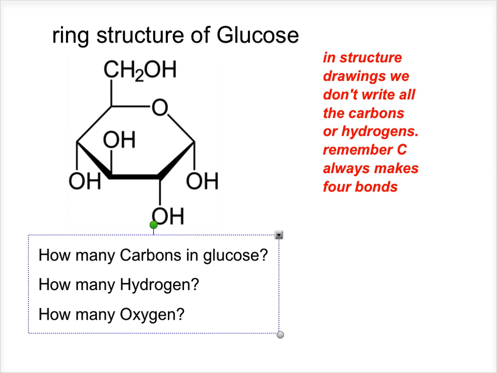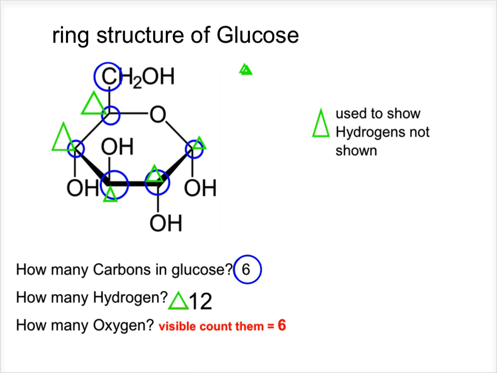Notice in the structure we don't write all the carbons or the hydrogens. We just remember that carbon always makes 4 bonds. So if you had to stop and count, you would see how many carbons are in glucose, how many hydrogen, or how many oxygen. So pause the video and figure it out. Here you can see whether you were correct or not.